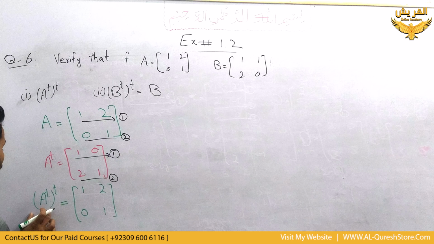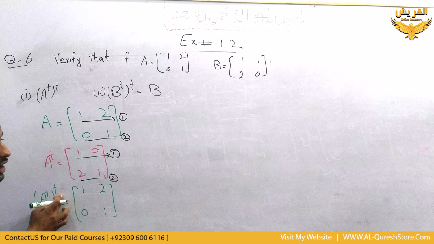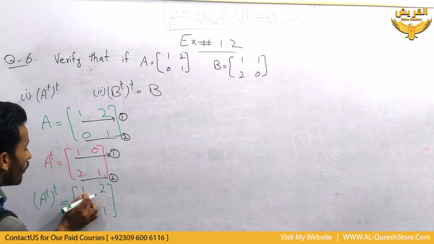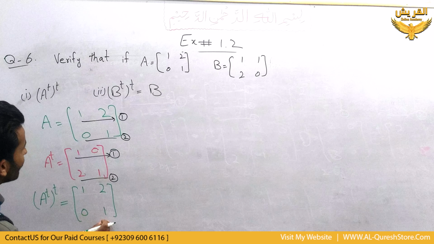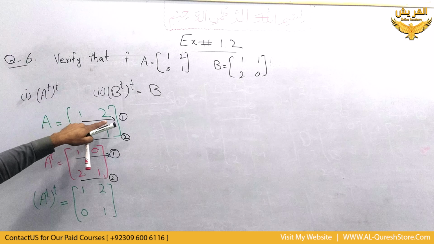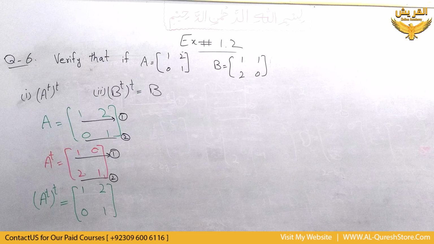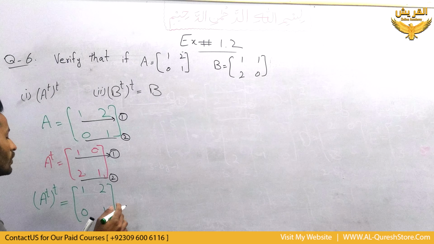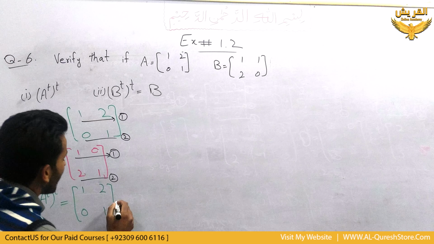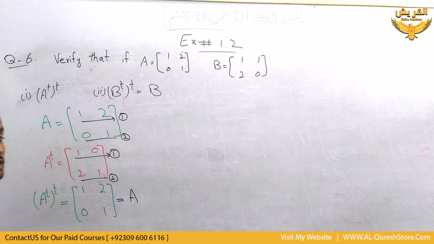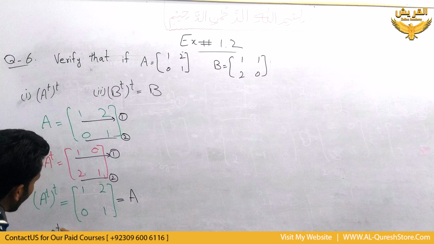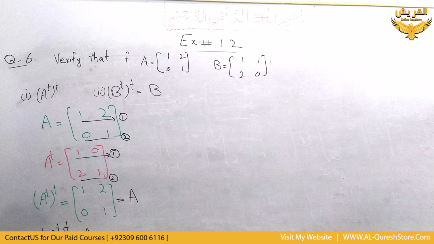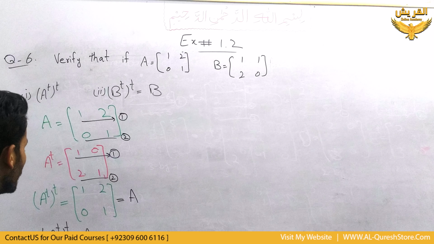Now we have to prove A transpose and then transpose is equal to A. See the values 1, 2, 0 and 1. The values of A are 1, 2, 0 and 1. So all the entries of the matrix are equal, so we can say that A transpose transpose is equal to A. We have to verify that, and we completely verified it.